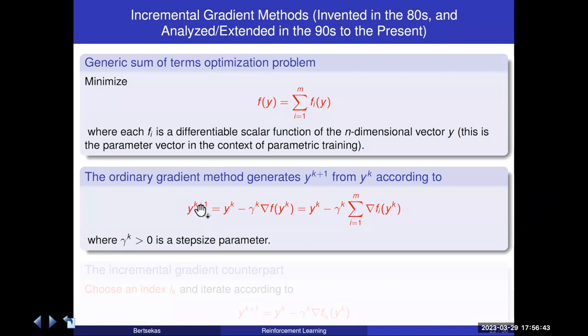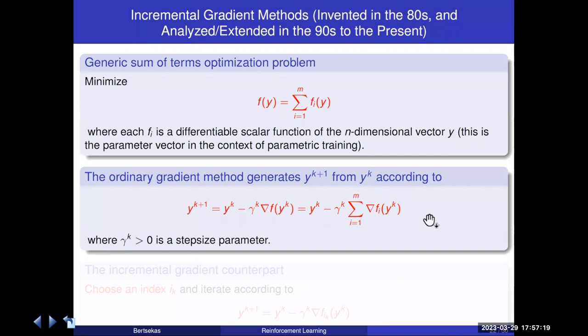Now, this is a classical method. It was proposed by Cauchy, the famous French mathematician, in the 1800s. It's a very fundamental method in optimization and numerical optimization. However, when applied to our sum of components cost function, it takes this form here. The gradient of f is the sum of the gradients of the components, and the number of components may be very, very large.